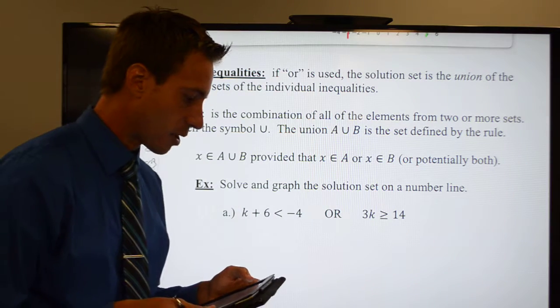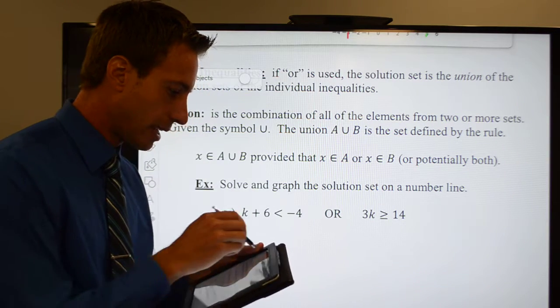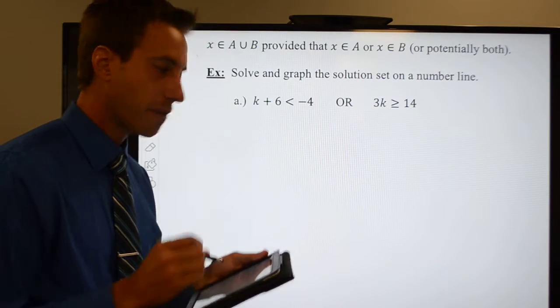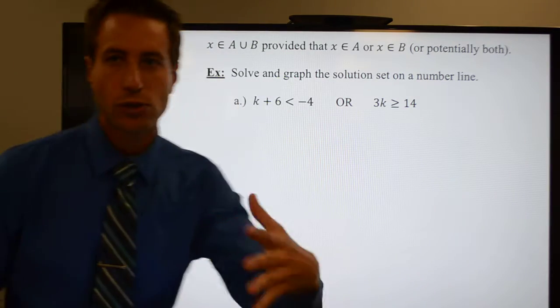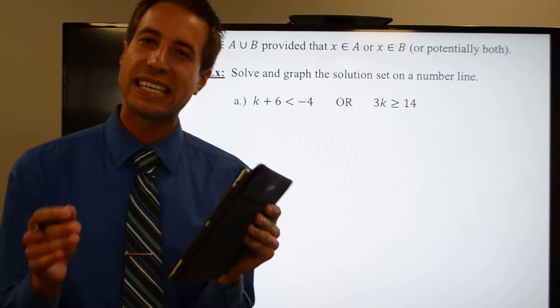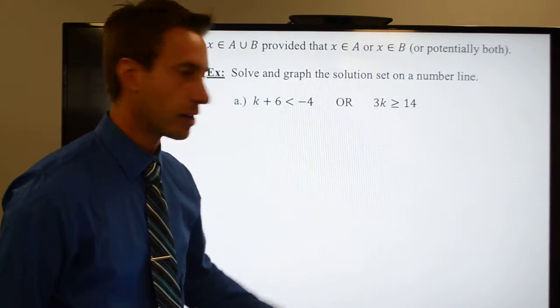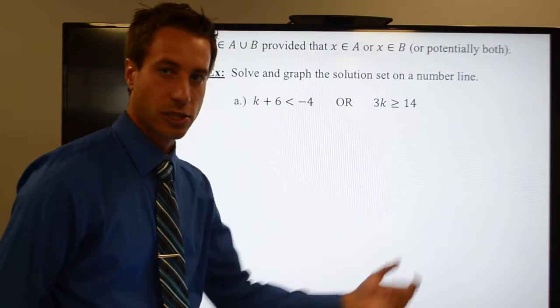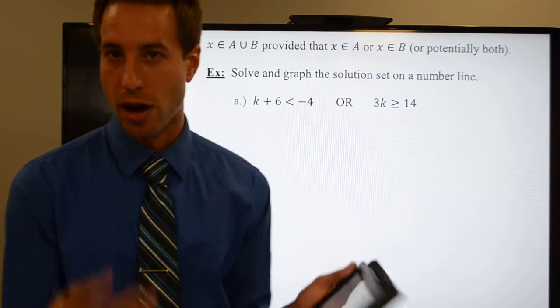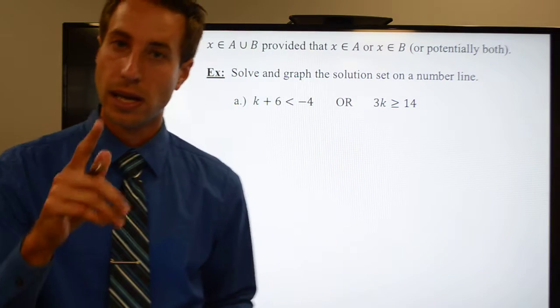So let's go ahead and give one of these a try, an OR inequality. And as I said before, there's no real quick way to do it. With the AND inequalities, we could solve both of them at the same time. Not so here. You'll be solving the first one, you'll be solving the second one, and only one of the inequalities can be true at one time.